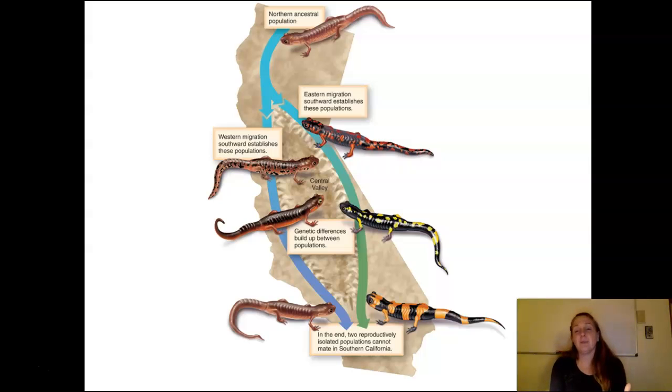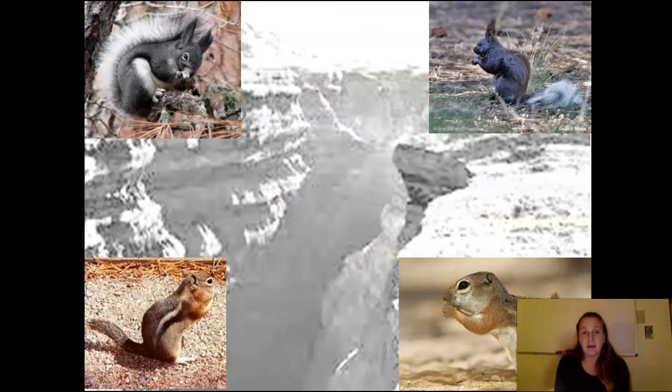And so by the time we're looking at populations today, after allopatric speciation has been occurring for a long period of time, we see dramatic differences in the populations of salamanders. We see dramatic differences in the species. A similar thing has happened in the Grand Canyon. The Grand Canyon took a very long time to make.